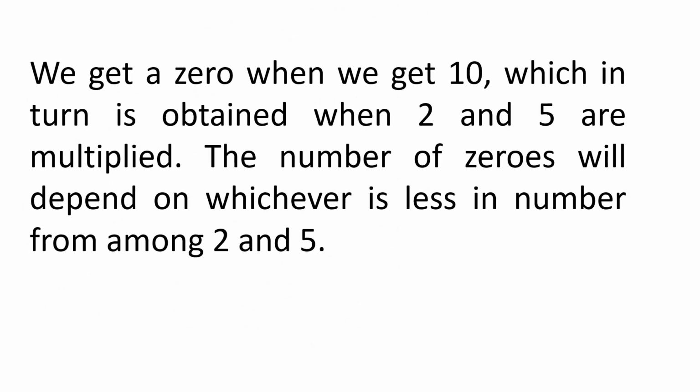Next question. How many consecutive zeros are there at the end of the integer obtained in the product 1 to the power 2, 2 to the power 4, 3 to the power 6, and so on up to 25 to the power 50? To solve this question, you should remember one very important concept. We get a 0 when we get 10, which in turn is obtained when 2 and 5 are multiplied. The number of zeros will depend on whichever is less in number from among 2 and 5.